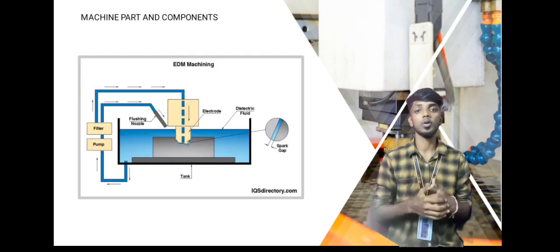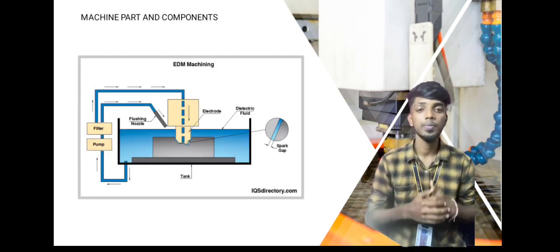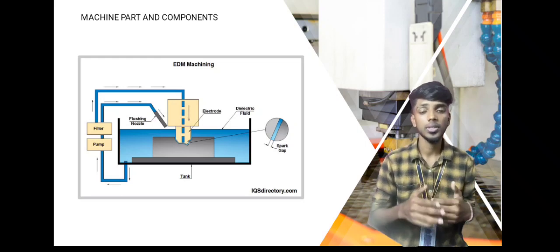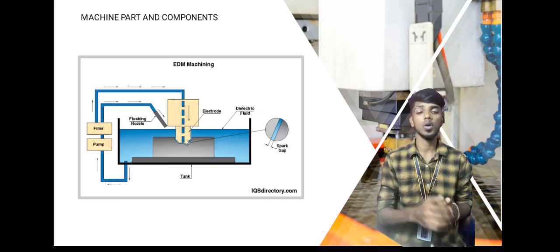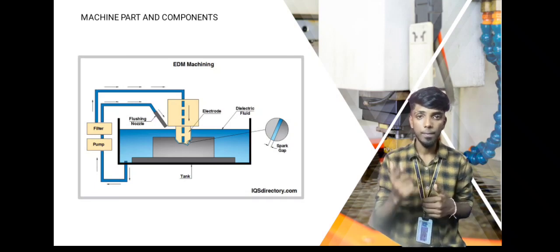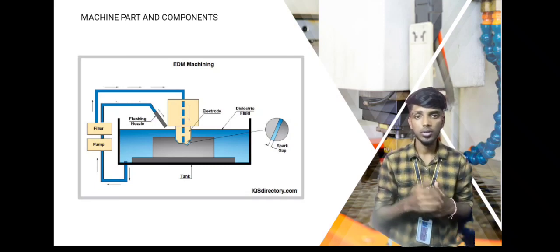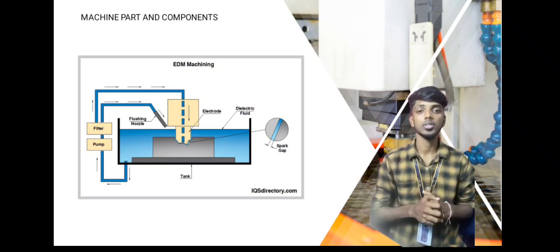Now I'm going to talk about machine parts and components in the EDM machine. There are a lot of parts and components in an EDM machine. As you can see in the above picture, now I'm going to list them out. First, filter, pump, electro tank, and flushing nozzles.